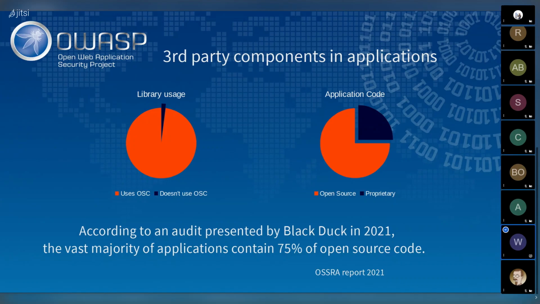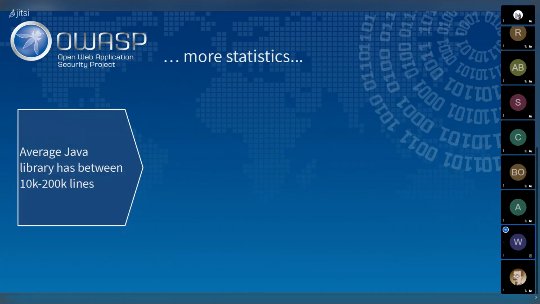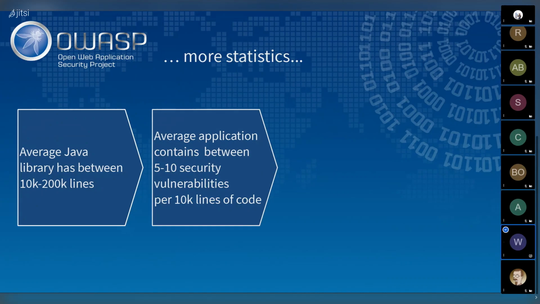Okay, more statistics. We all love statistics, math, numbers. So let's have a look at the numbers. The average Java library has between 10,000 and 200,000 lines. Aspect Security one day analyzed the most popular frameworks, and they discovered there are between 5 and 10 security vulnerabilities per 10,000 lines of code. That gives us between 5 and 200 vulnerabilities per library.